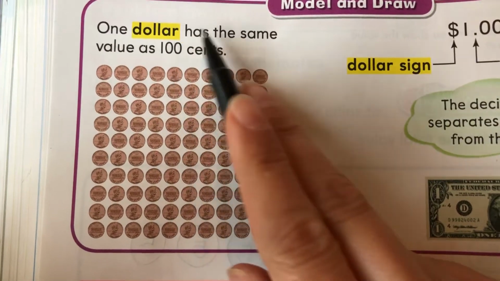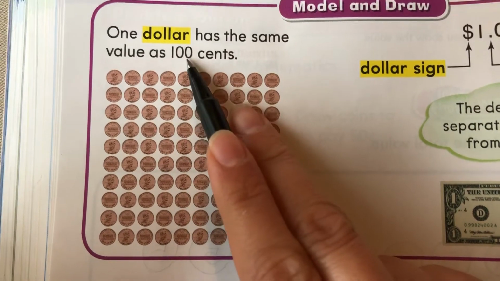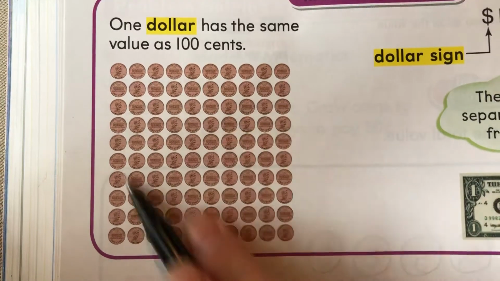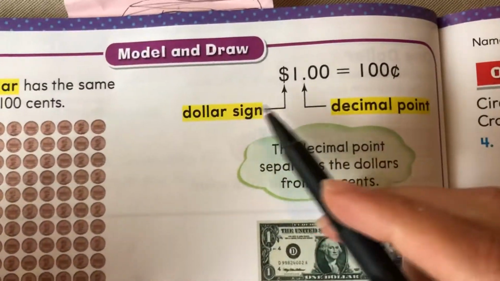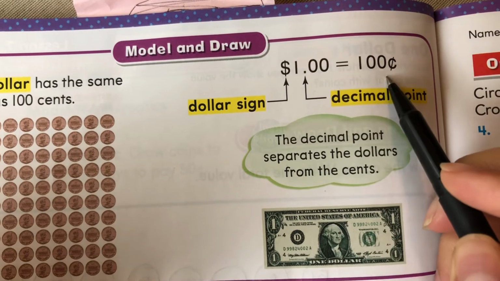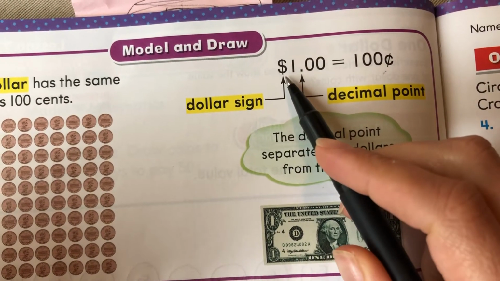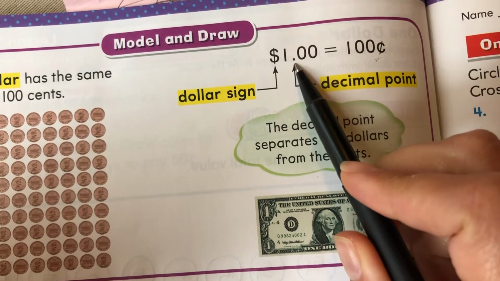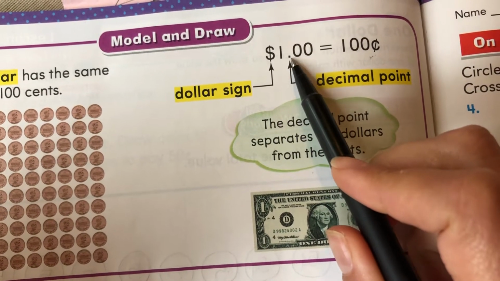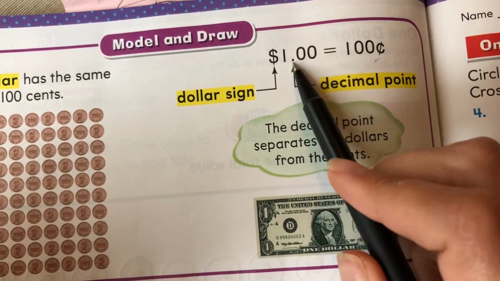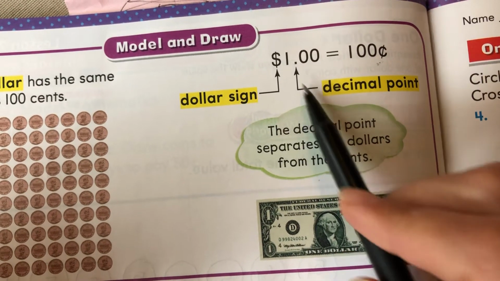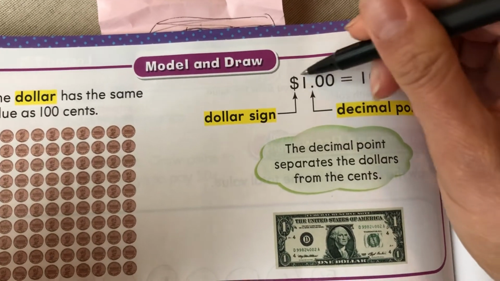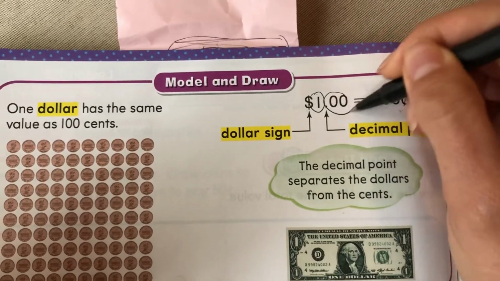Up here, $1 has the same value as 100 cents. If I want to make a dollar, I need 100 pennies. 100 pennies make a dollar. Here's the dollar sign. Here was the cent sign. Dollar sign comes before, cent sign comes after the amount. And a decimal point, this is especially important for dollars. When we talk about money in dollars, we need a decimal point, okay? The decimal point separates the dollar from the cents.